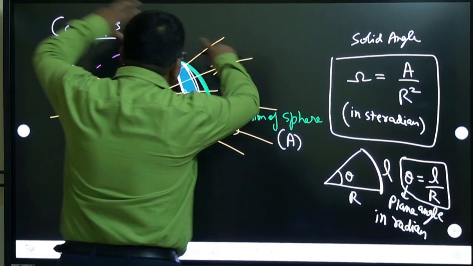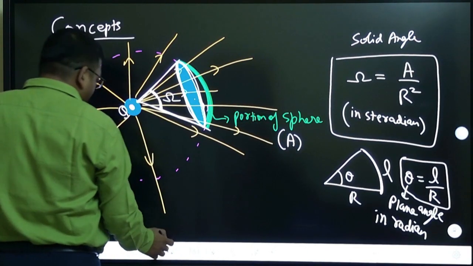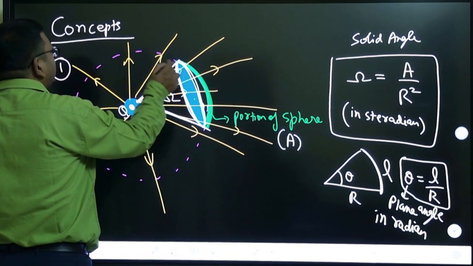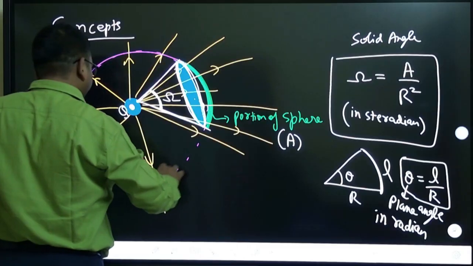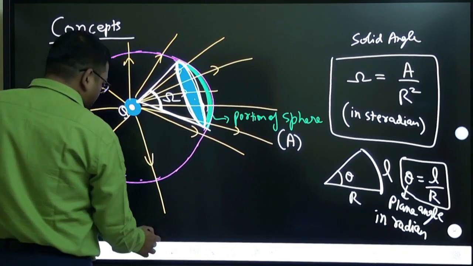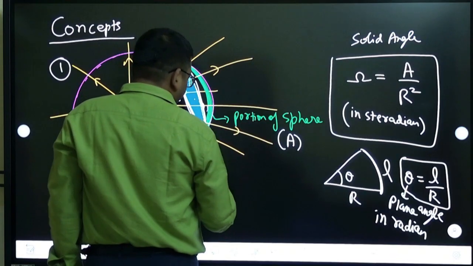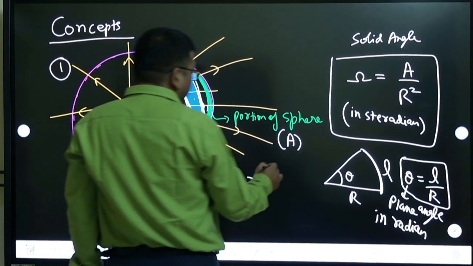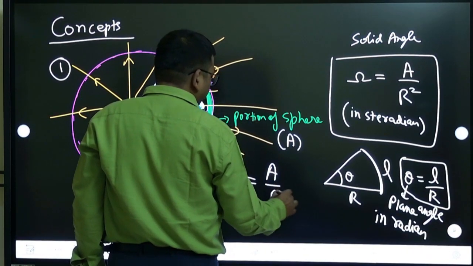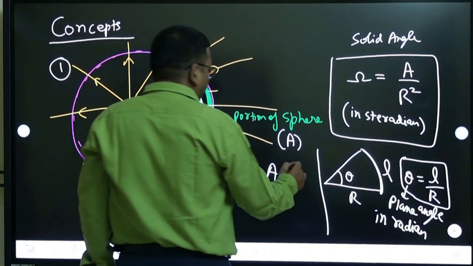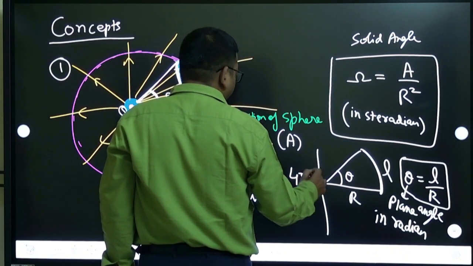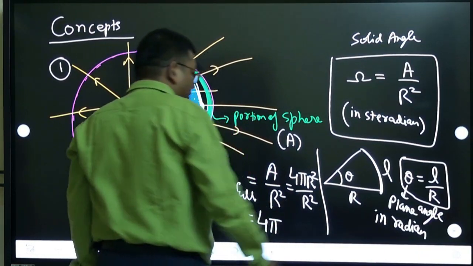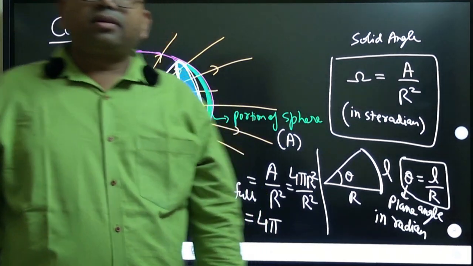So what is the solid angle of a full sphere? Can you tell me? How much? The solid angle of a full sphere is the total area of this sphere divided by r square. What is the total area of a sphere? 4 pi r square, divided by r square, will become 4 pi. Correct? Right?